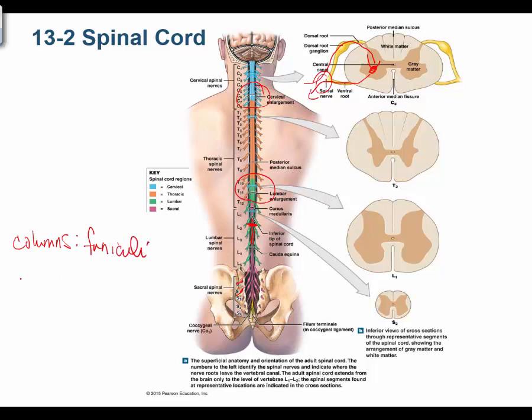And there's tracks within the columns, and the tracks within the columns of the white matter are called fasciculi. Fasciculi. So funiculi are columns and fasciculi are tracks.